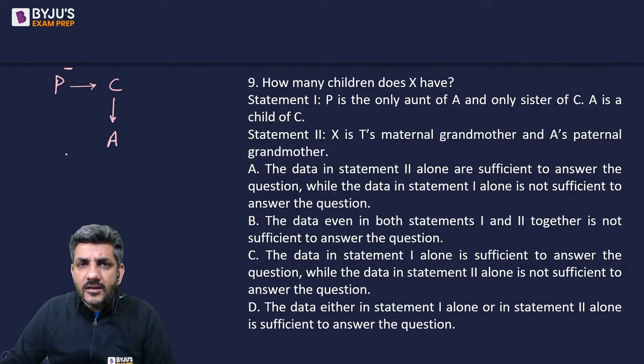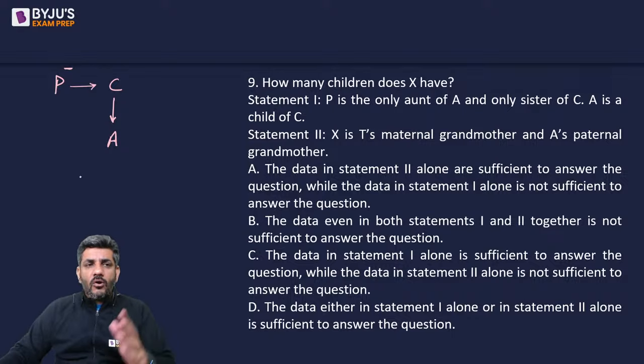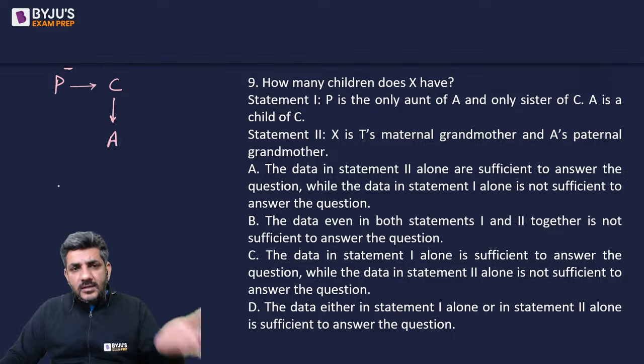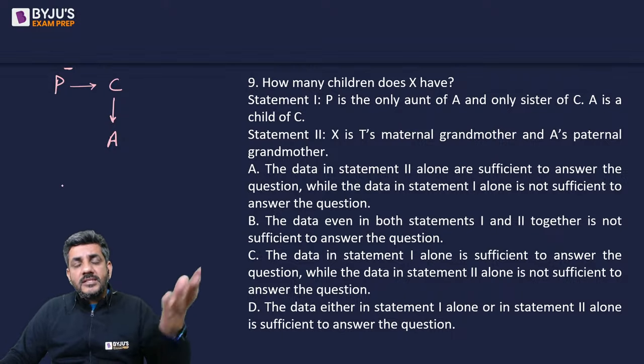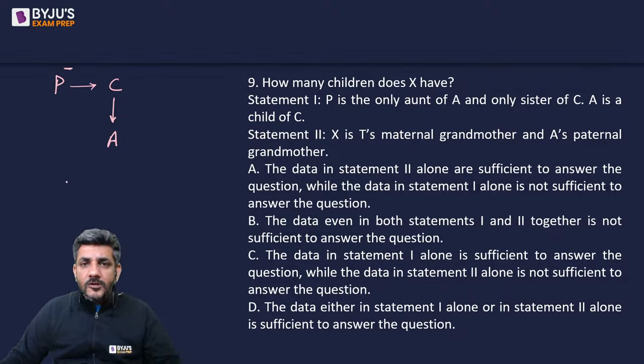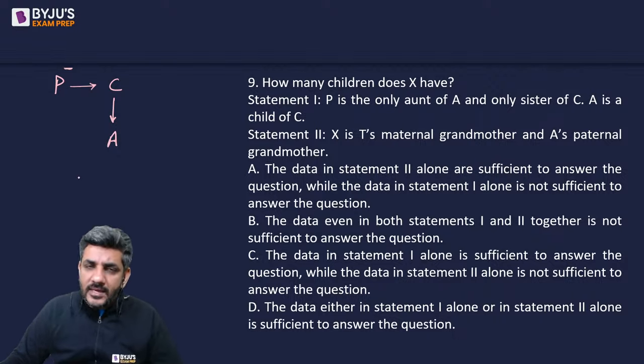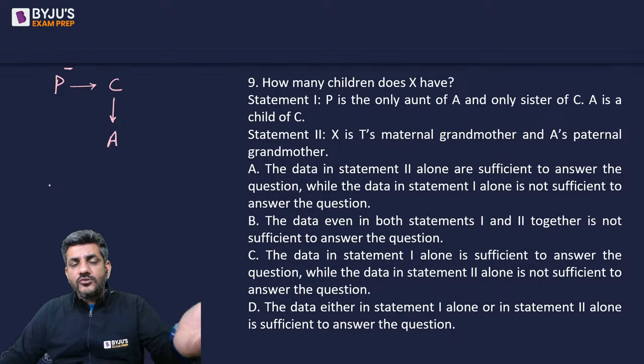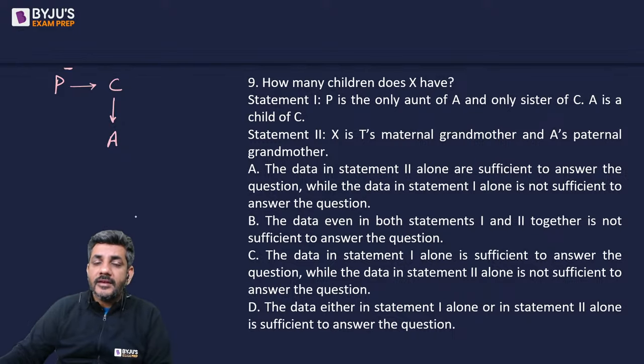I do not understand only aunt of A का यहाँ क्या मतलब है. Automatically P would be the aunt of A. भाई A is the child of C and P is the sister of C. तो ऐसे में aunt ही बनेंगी P. तो only aunt और only sister तो एक ही बात हो जाती है. Here, but how many children does X have? ये तो पता ही लग रहा है. X तो इसमें गायब ही है कहीं पर भी. X का तो पता ही नहीं है.